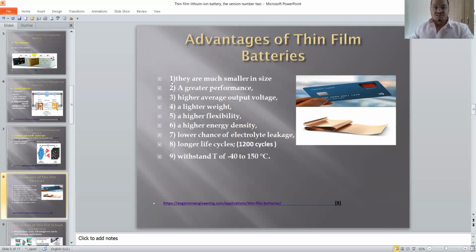They are much smaller in size, with great performance, higher average output voltage, lighter weight, and higher flexibility. Let me stop here and give a clear example to illustrate all of this. For example, the credit card project.